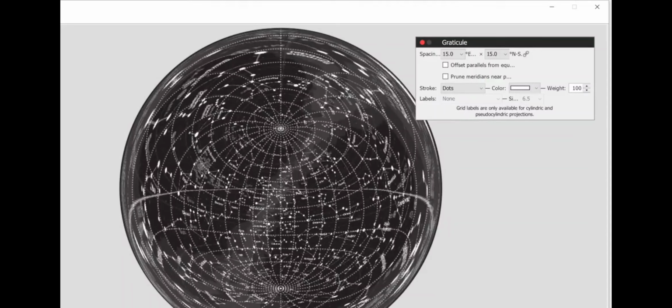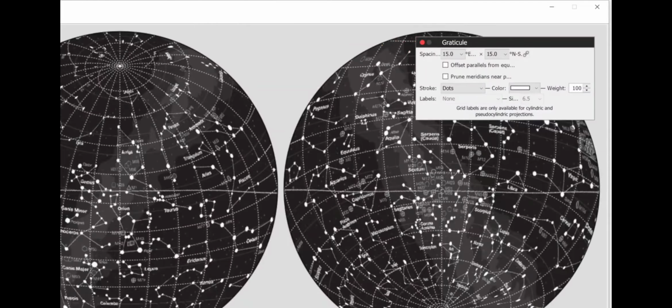So the idea is that you can nearly make the projection onto any shape that you want. The only thing that's going to happen is it's going to skew, for example, the shapes of the continents or what have you.